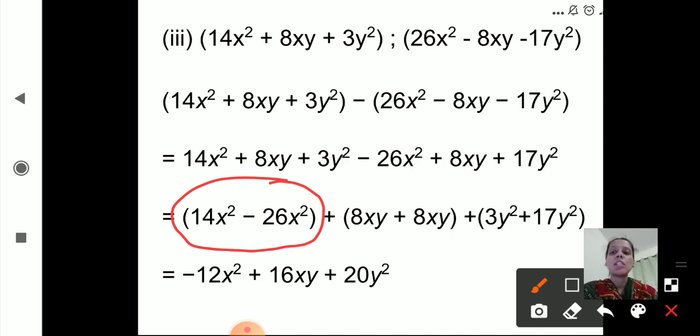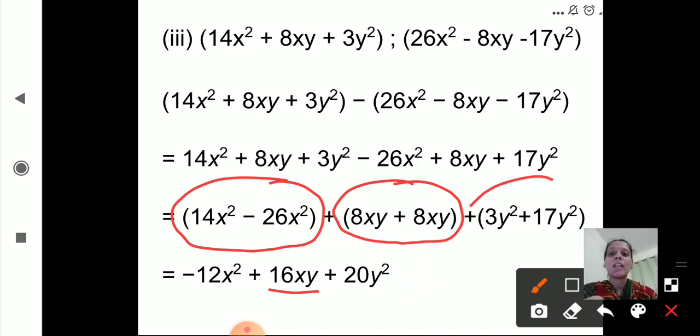Okay, now we will solve the second bracket, that is 8xy plus 8xy. 8xy plus 8xy is what? 8 plus 8, 16xy. So here it is 16xy. And the third bracket, that is 3y square plus 17y square. 3 plus 17 is 20, and y square we write as it is. So what is the answer? Minus 12x square plus 16xy plus 20y square. Okay, hope you are clear with this. Now we'll start with the next sum.